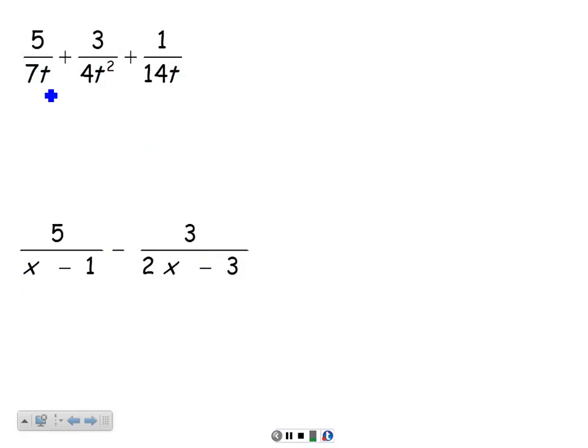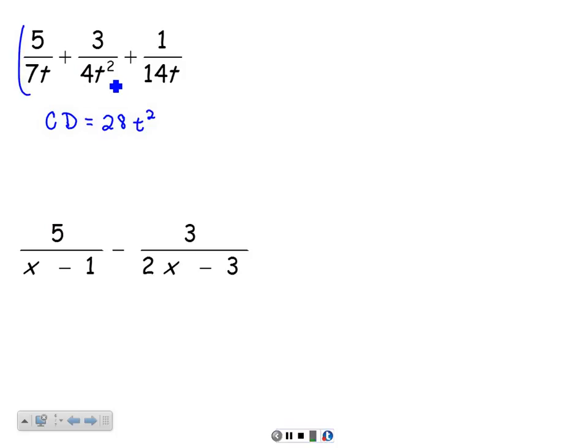Let's try this one more time with monomials, and then we're going to go into anything higher than a monomial. So here, 7, 4, and 14. What is the smallest number that all of those will go into? And I think it's going to be 28. And then for the t's, I have one here, but I have two here, and I have one here. So they already have one in common, but I need another one to make up for this one. So it is going to be t squared.